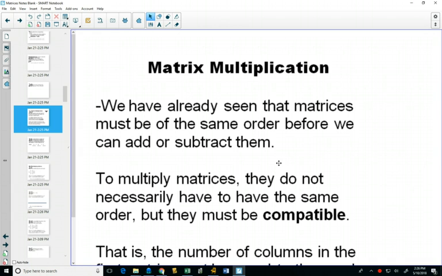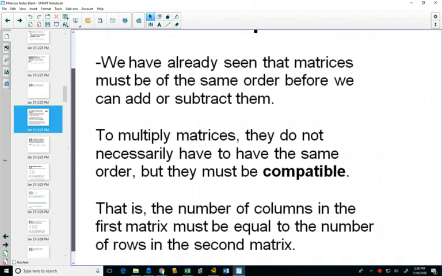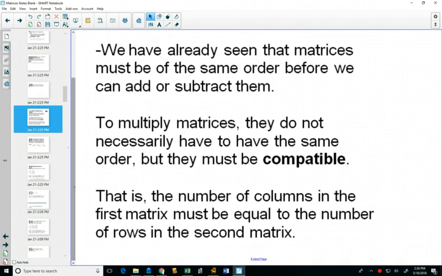Now, we played around with multiplication yesterday, and they don't have to be the same size, not necessarily, but they do have to be compatible. And to be compatible, the columns in the first matrix have to be equal to the rows in the second matrix. So what does that mean?